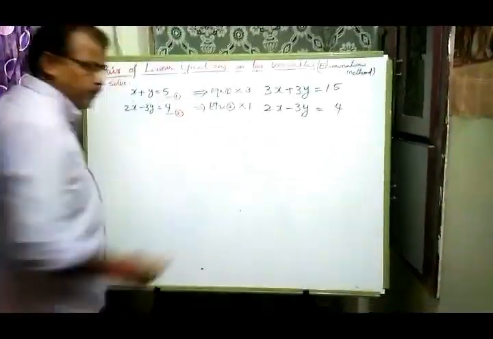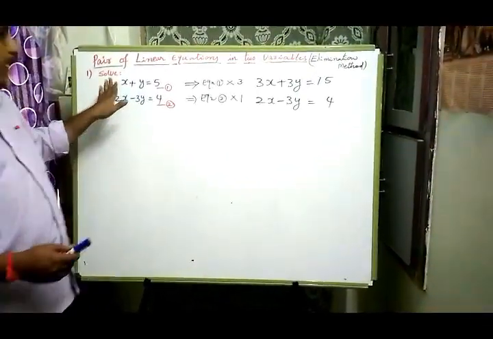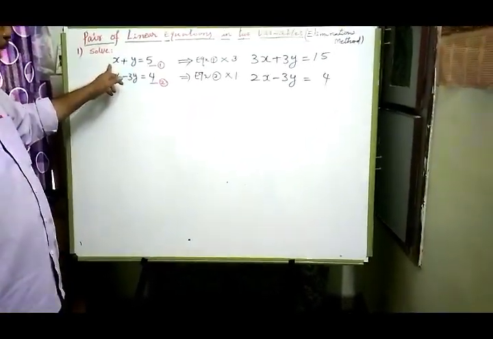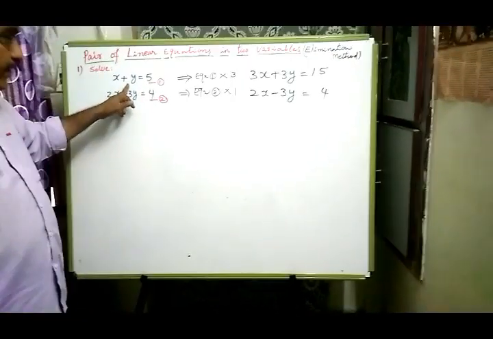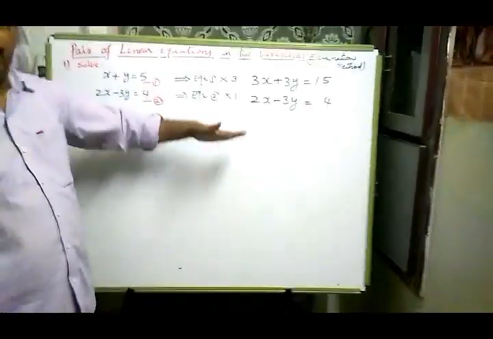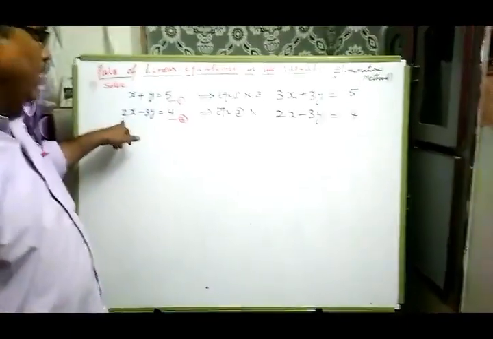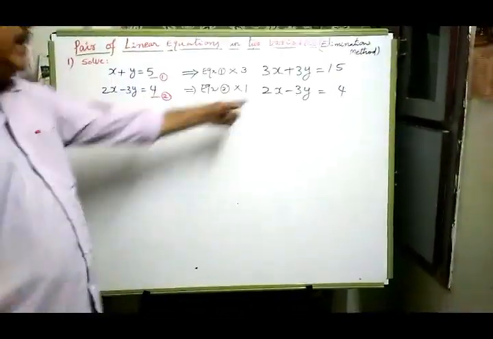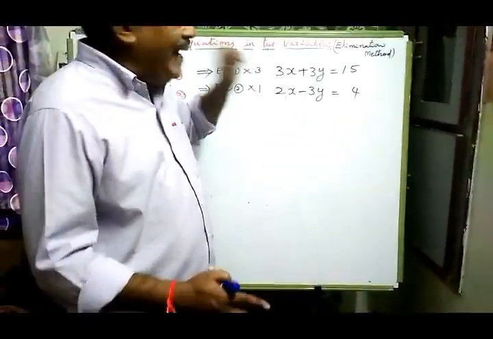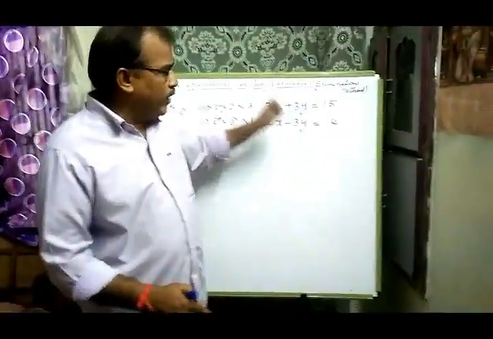This step is very, very important. First, I multiplied equation 1 by the constant 3, so that 3 into x is 3x plus 3 into y is 3y, is equal to 3 into 5, which is 15. Next, equation 2, I multiplied with 1. You can also skip this, but I am explaining it like this: 2x minus 3y is equal to 4 into 1, the same will come. Why? Because I have to eliminate either x or y, so I have chosen to eliminate y.